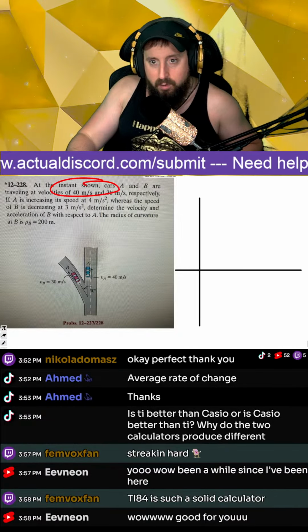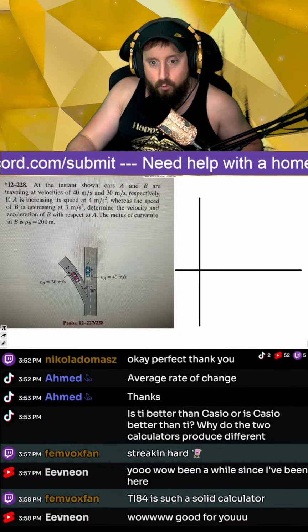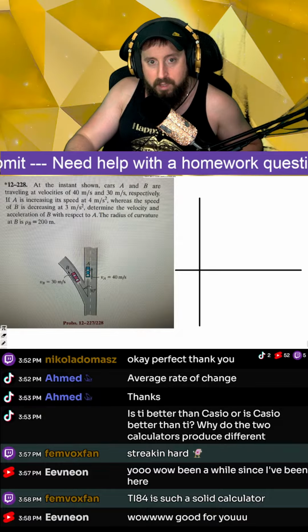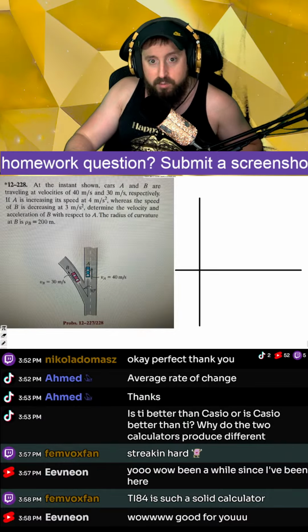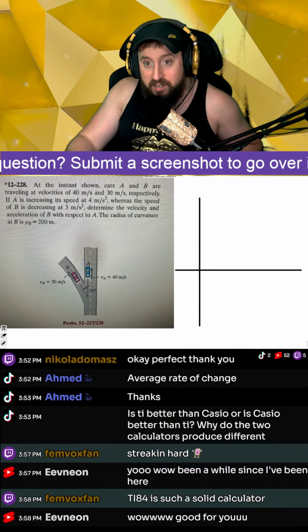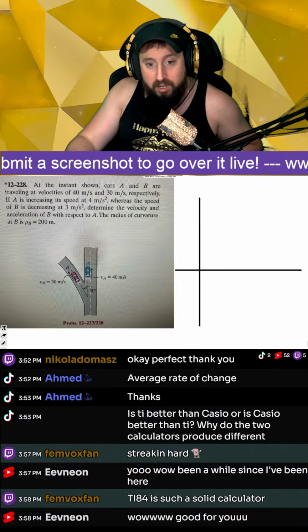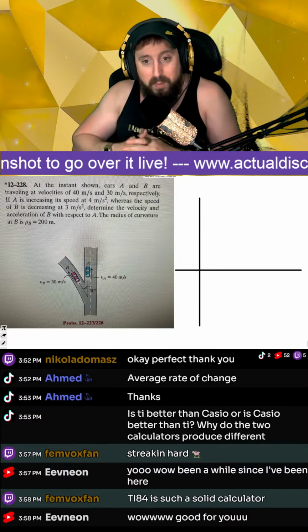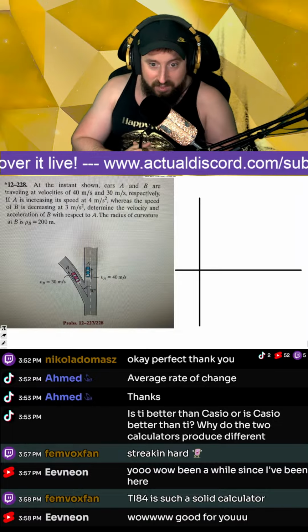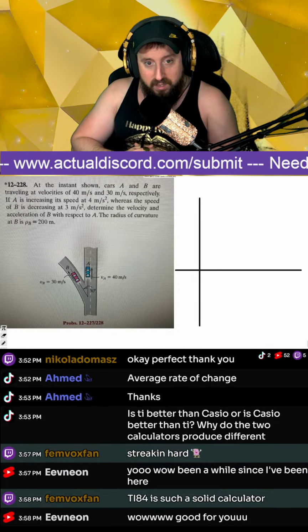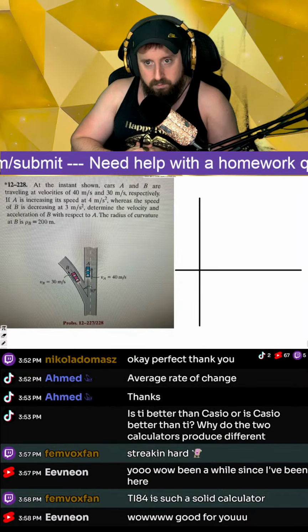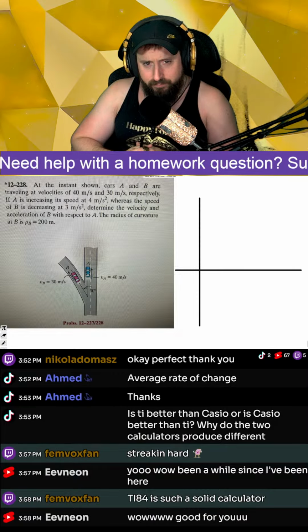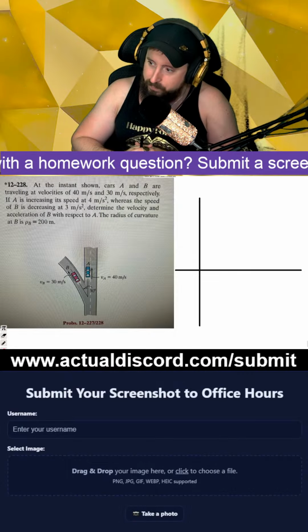Okay, at the instant below, cars A and B are traveling at velocities of 40 meters per second and 30 meters per second. If A is increasing at a speed of this, so that's an acceleration, whereas the speed of B is decreasing at that, determine the velocity and acceleration of B with respect to A, given that the radius of curvature of B is PB. Oh, wow. Okay. This is kind of a tricky question.